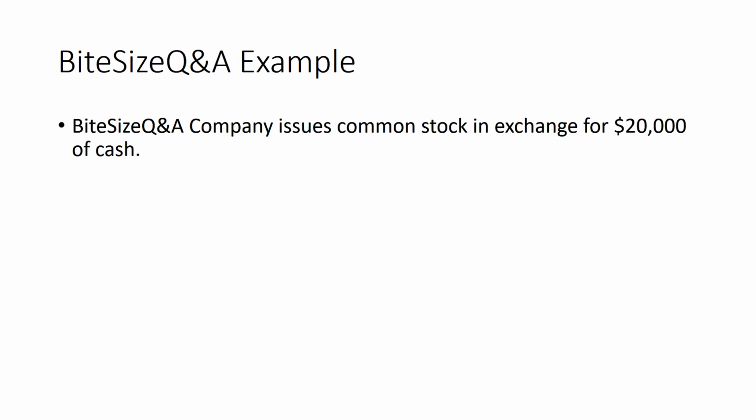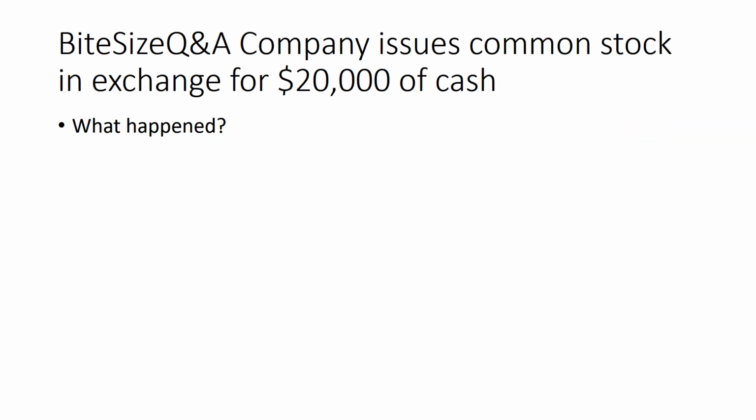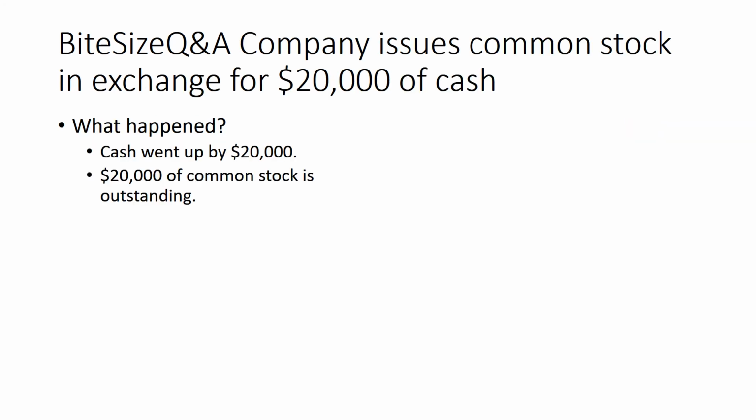Let's work on an example together. BiteSizeQ&A company issues common stock in exchange for $20,000 of cash. So what happened? Cash went up by $20,000, and now we have $20,000 of common stock outstanding.